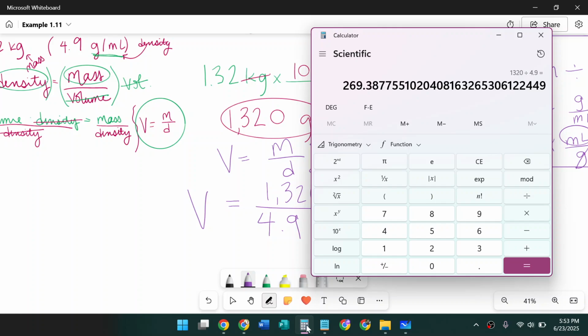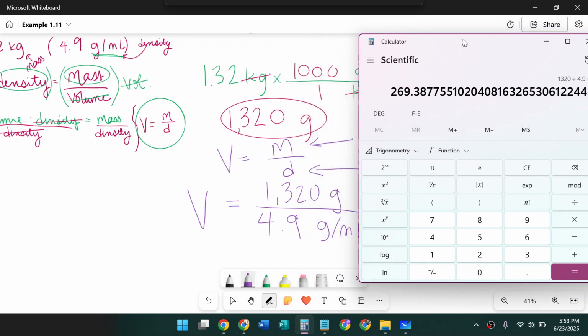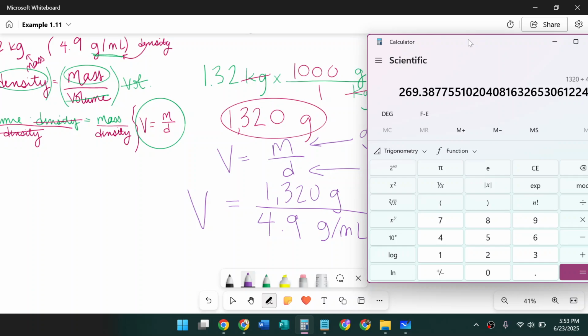And I get a really, really long number, but we don't need that many digits. Let's look at what we do need. We're dividing, so what we care about is how many significant digits we have. We have 3 in 1,320, and we have 2 in 4.9. That means our final answer can only have 2 significant digits or 2 significant figures. Our answer is 269 point blah, blah, blah. So that means only these first 2 can be significant. We have to round to the tens place in this.